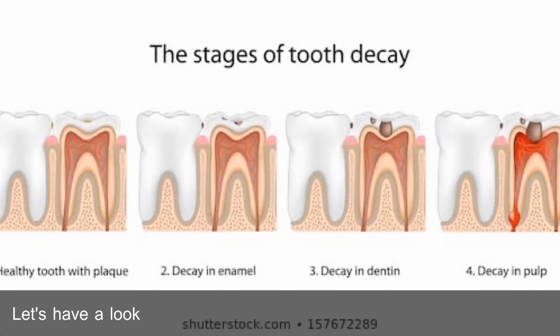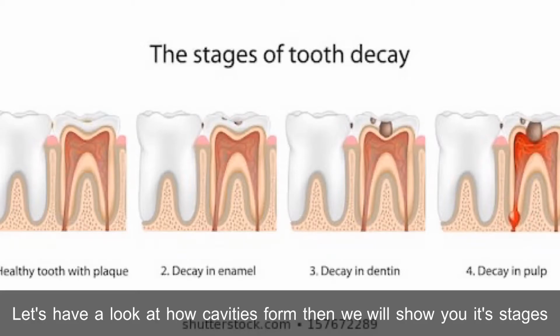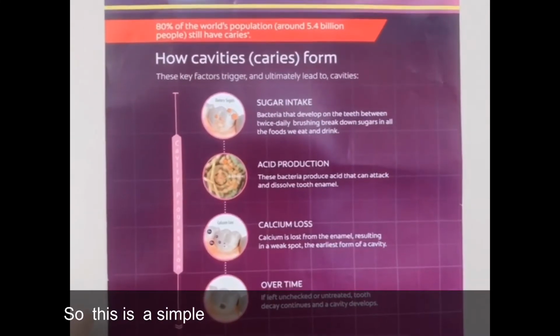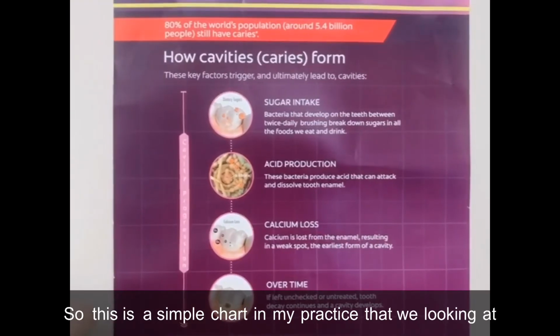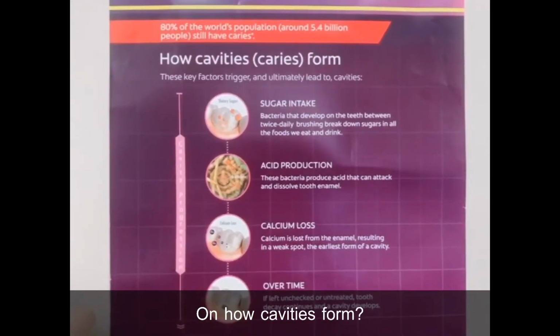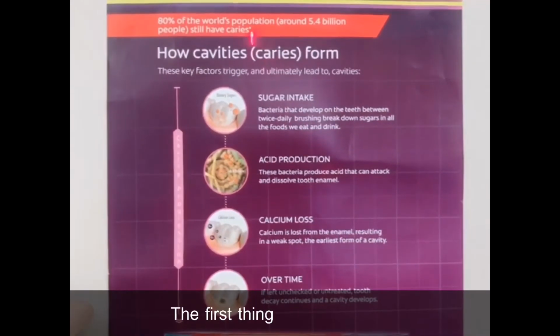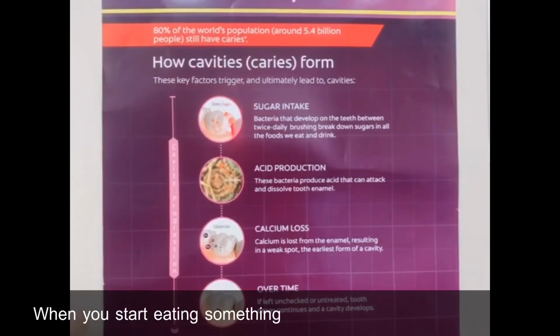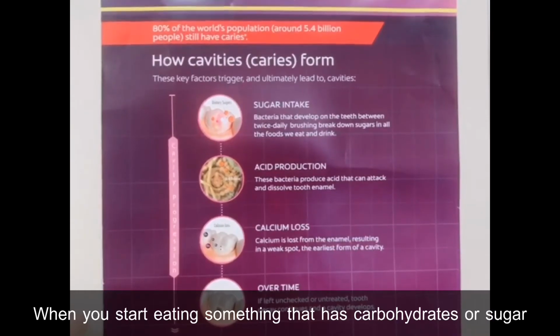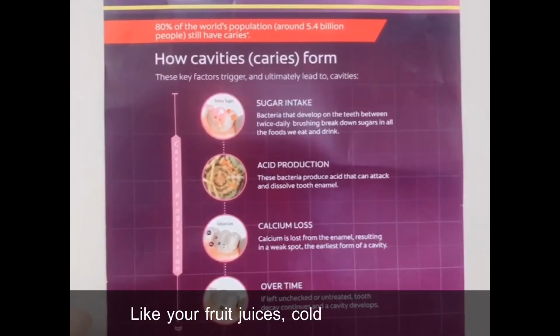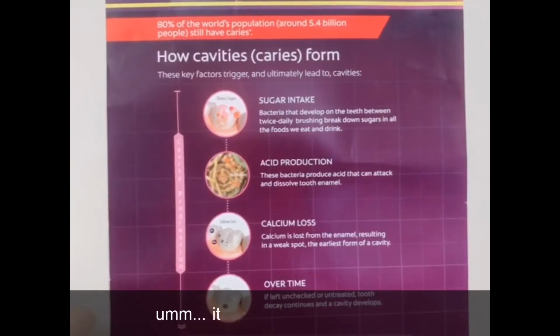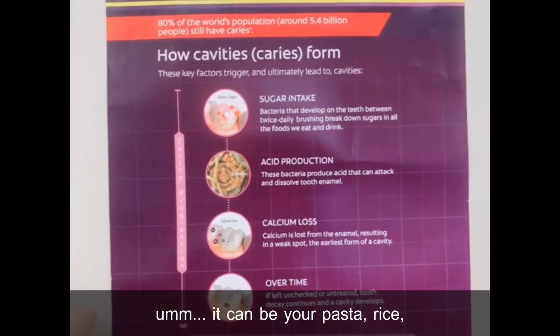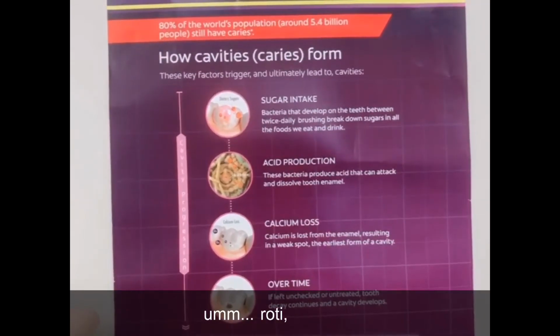Let's have a look at how cavities form. Then we will show you its stages. So this is a simple chart in my practice that we're looking at on how cavities form. The first thing is sugar intake. When you start eating something that has carbohydrates or sugar, like your fruit juices, cold drink, biscuits, it can be your pasta, rice, roti, anything.